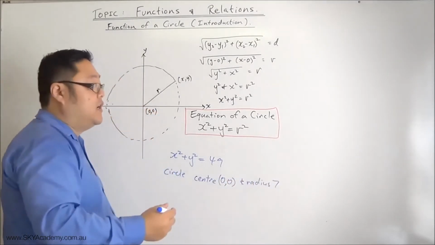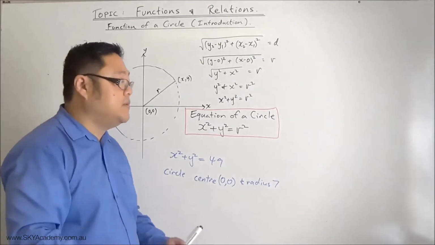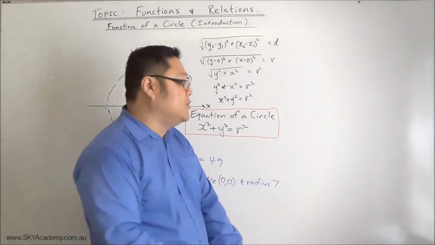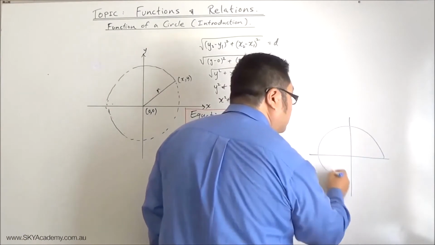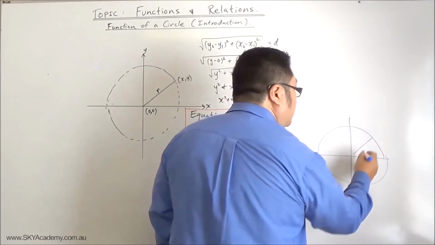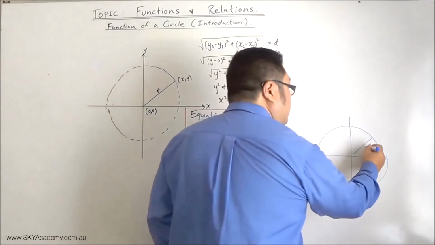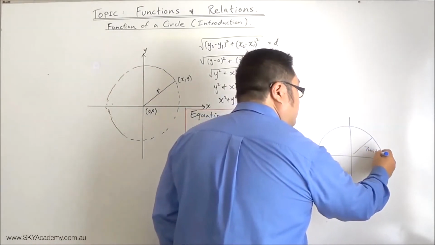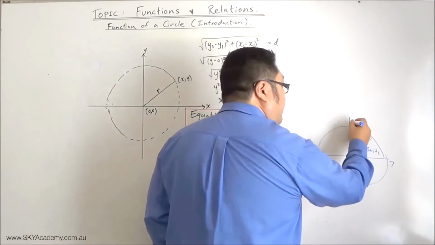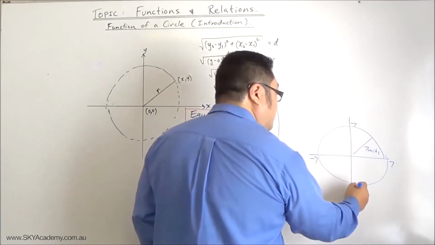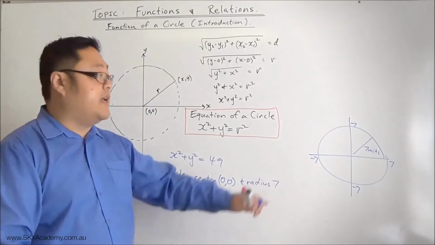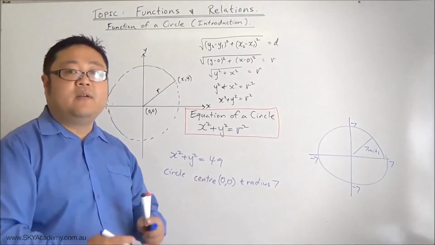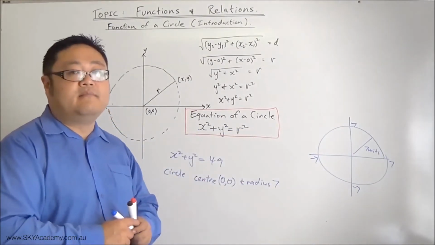If you were to graph it, and of course you would use a ruler to do this, it would look like that, where your radius is 7 units. You usually show that by labeling where it cuts the axes at +7 and -7, both left and right and up and down.